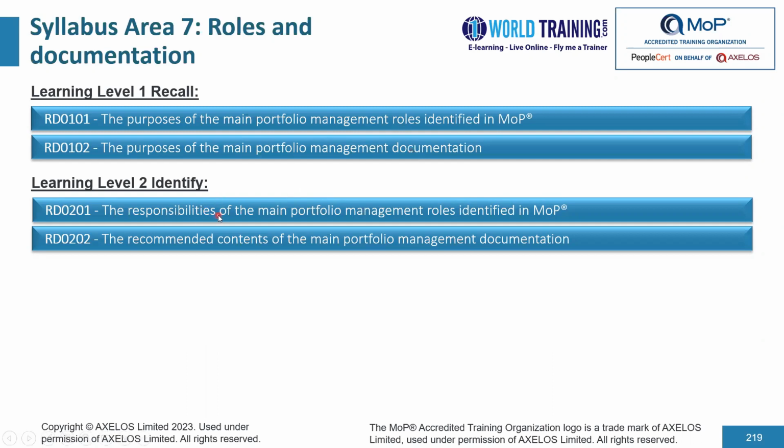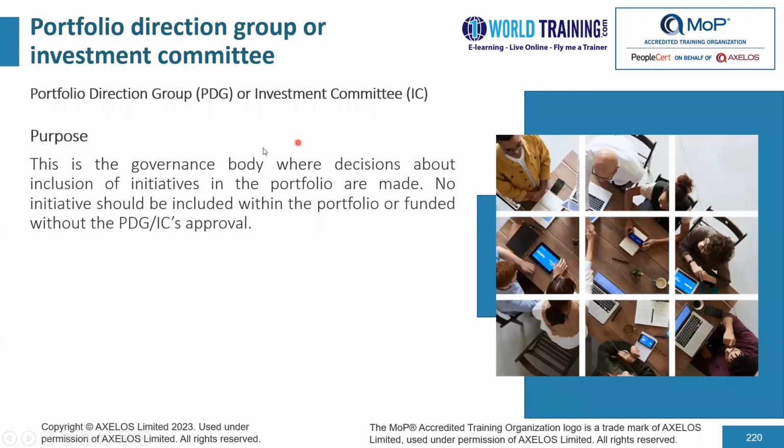We will also look into the responsibilities of the main portfolio management roles identified in MoP, and into the recommended contents of the main portfolio management documentation. Let's look into some key committees within the portfolio context. We have the Portfolio Direction Group, also called the Investment Committee. We would use the acronym PDG to represent the Portfolio Direction Group or Investment Committee, IC.